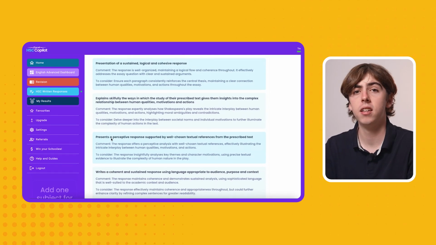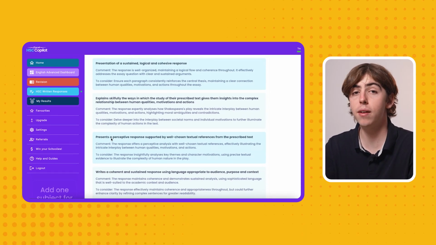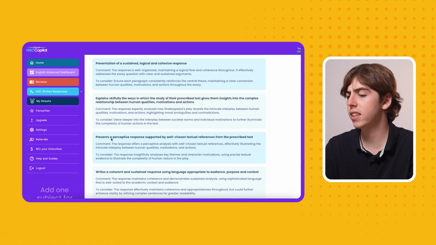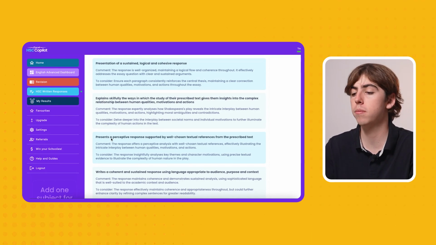But hopefully, this has given you a clear idea of how to level up your essay and how tools like this can help you do it in a structured, practical way.